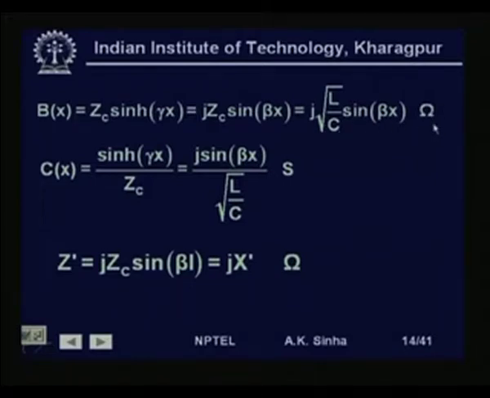This has a unit of ohm. Similarly, C(x) will be equal to sinh gamma x by Zc, that is j sin beta x divided by root L by C. So, this is again an imaginary quantity which is very similar to capacitance. So, Z dash will be equal to j Zc sin beta L, which we can write as j X dash.